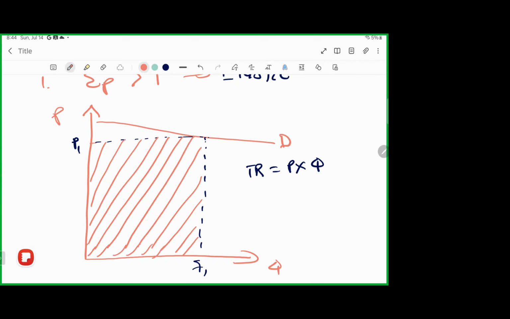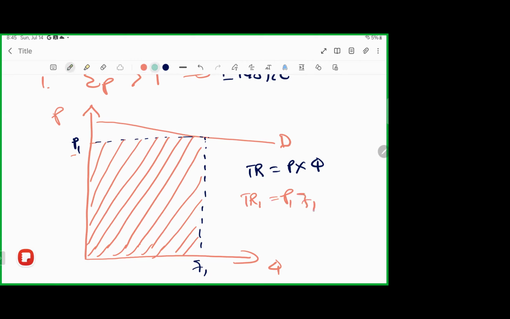Now, because you are a seller, you want to make more money. You say, let me increase the price a bit and see what will happen because I want more money. So here you have total revenue 1, which will be price 1 times quantity 1. This is the total revenue, the one I shaded in red.